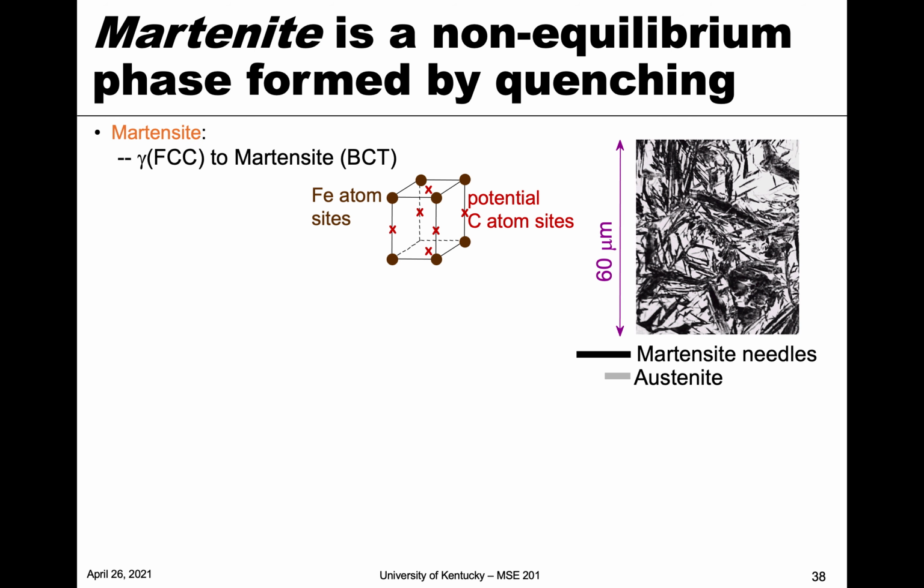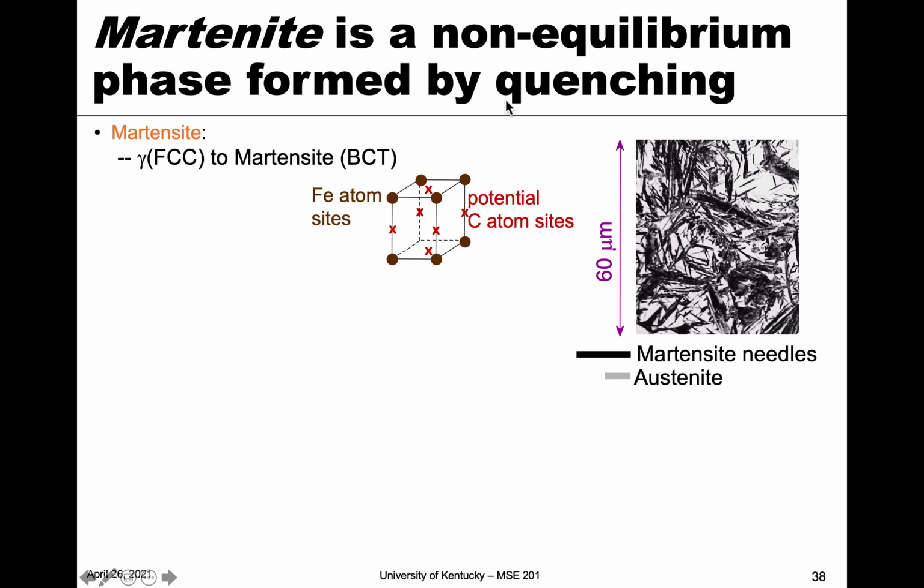All right, and the last microstructure that I want to talk about for steels is a non-equilibrium phase. So this is something that we haven't seen on the phase diagram because it's non-equilibrium. And it's formed by quenching. So in the past, we've talked about how we can freeze in the liquid state by quenching a polymer or by quenching a ceramic to form a glass. This is similar.